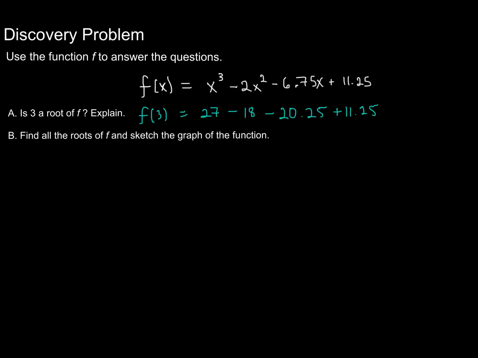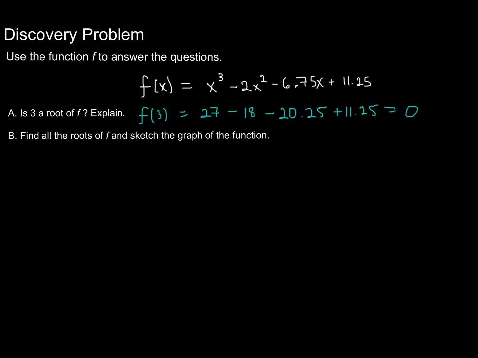So there I've gone ahead and plugged in 3. You could do this all on your calculator, but I just want to show you what you get. And sure enough, this is equal to 0. If I add the positive values together, I get 38.25. And if I add the negative values together, I get negative 38.25. And those obviously combine to be 0. So this is a root because that particular x value makes the y value 0. So it'll intersect the x-axis.